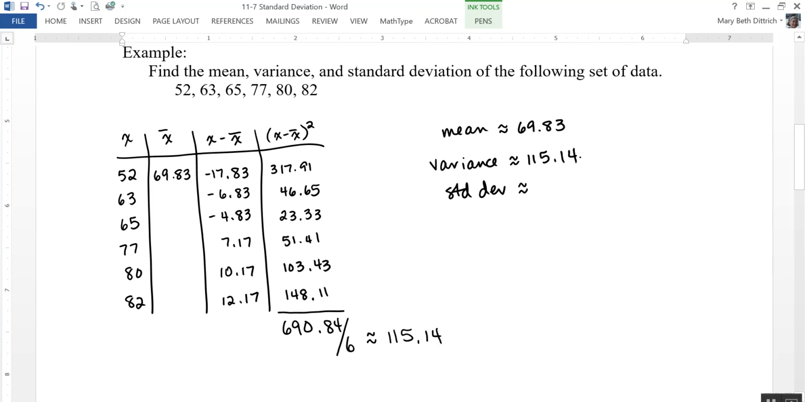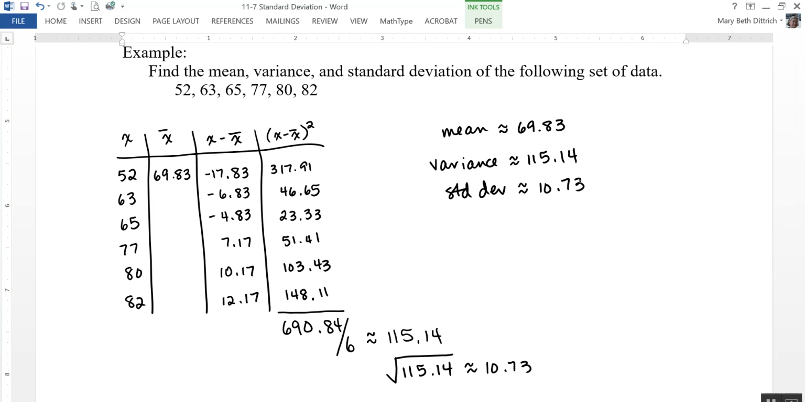115.14. And then to find the standard deviation, I'm going to take the square root of that, and that gives me approximately 10.73. So my standard deviation is about 10.73. And remember, that tells me how much the data values vary from the mean.